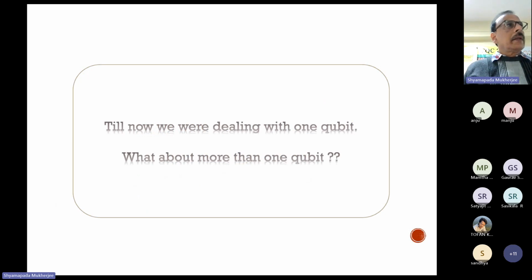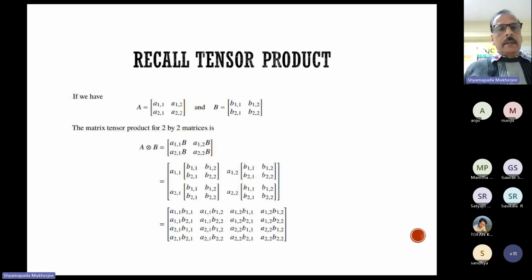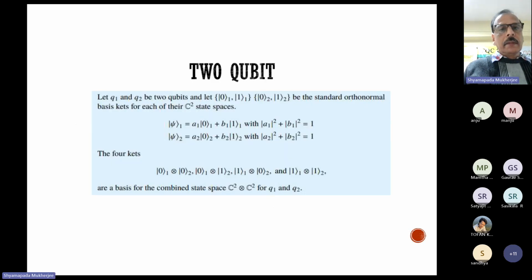So all these are 1 qubit gates, but we can also have more than 1 qubit gate, and the functioning of multiple qubit gates, 2 qubit gates or 3 qubit gates, can be explained with the help of the tensor product. Already you have learned what a tensor product is. Then what is a 2 qubit gate? You see how a 2 qubit state can be represented.